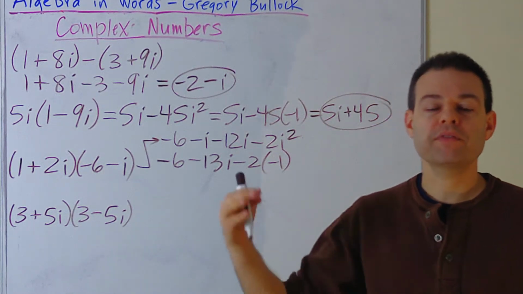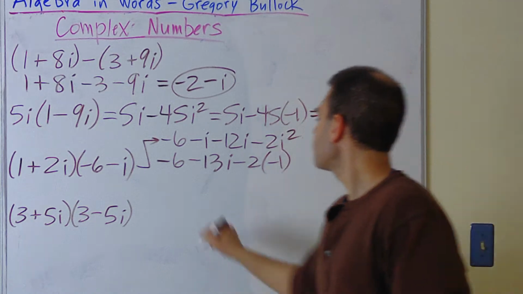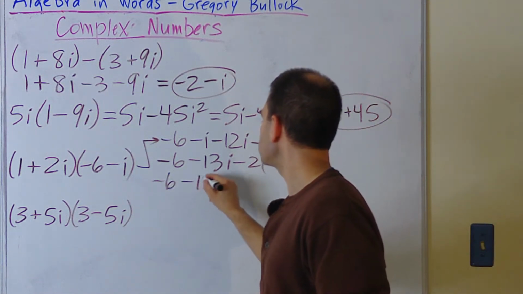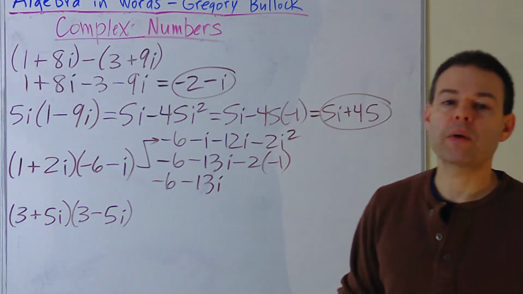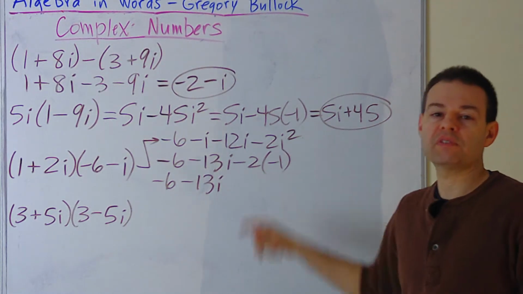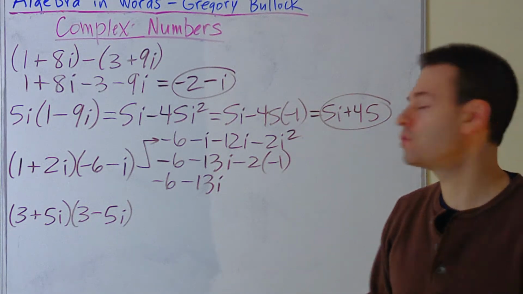And now we're going to bring everything down a line. So bring down negative 6 minus 13I. But now we're going to multiply negative 2 times negative 1, which is going to become positive 2.